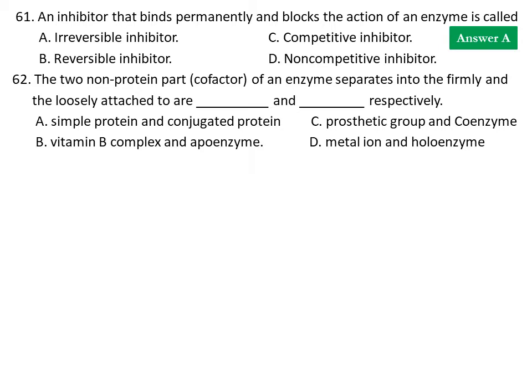Question number 62. The two non-protein parts, the cofactors of an enzyme, separate into firmly and loosely attached parts to the enzyme. They are respectively A. Simple protein and conjugated protein. B. Vitamin B complex and apoenzyme. C. Prosthetic group and coenzyme. D. Metal ion and holoenzyme. So the answer should be C. Prosthetic group and coenzyme are respectively firmly attached and loosely attached to the holoenzyme.